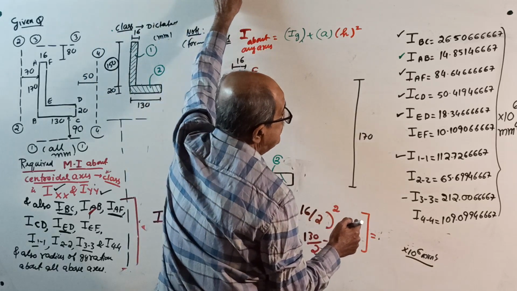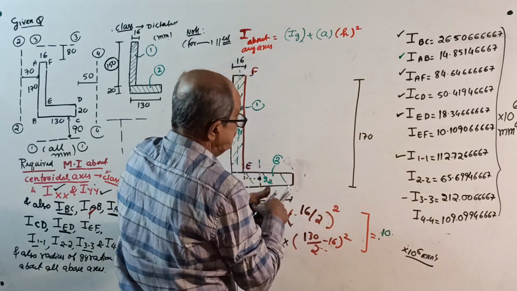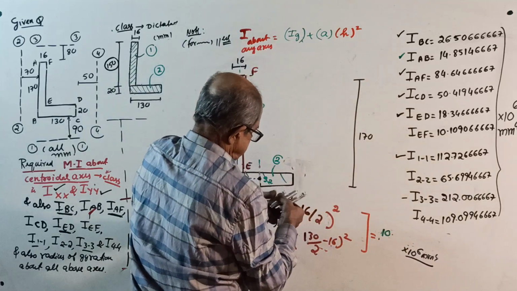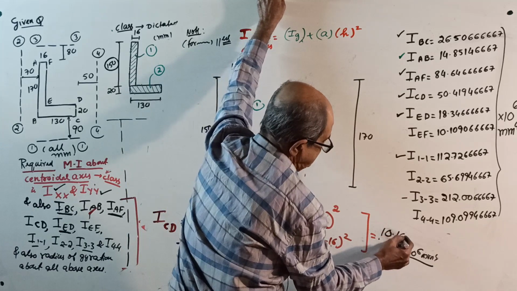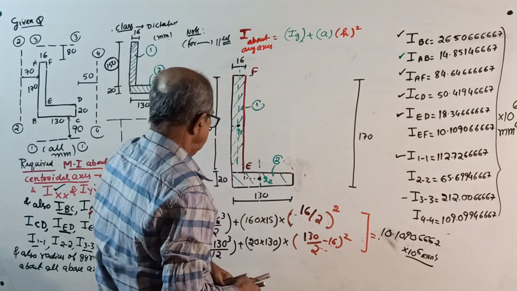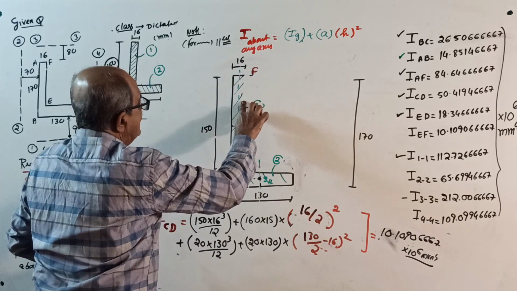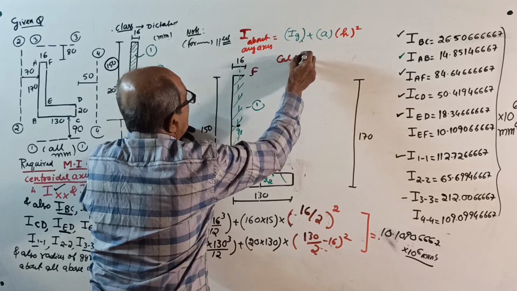EF. Okay, right. You write the answer. 10.1090666667 10 to the power 6. Okay, now EF also over. I forgot to write every time. Okay, write calculation of, I forgot to write, you write here.